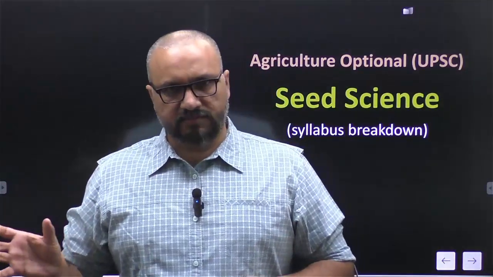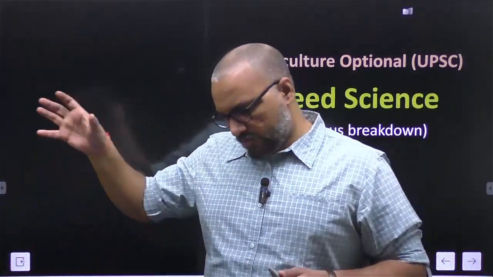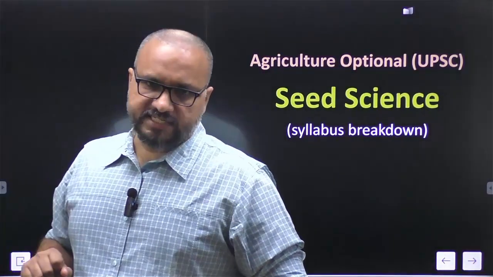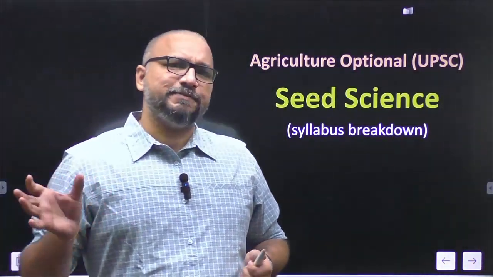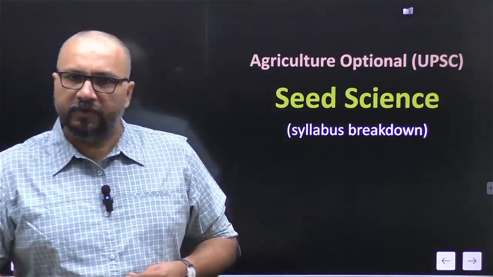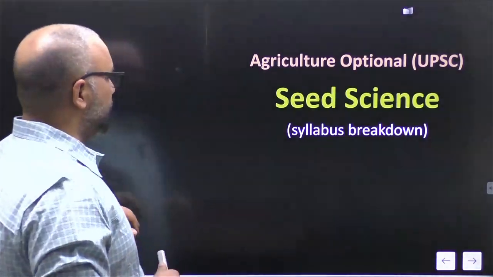Now, if you see the weightage of seed science, it can be somewhere between 40 to 60 marks. So in some years it may go even beyond 60, but on an average you can say 40 to 60 marks is the weightage of seed science. Alright, so let us jump into the video.